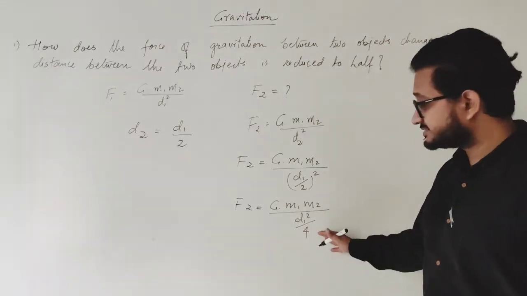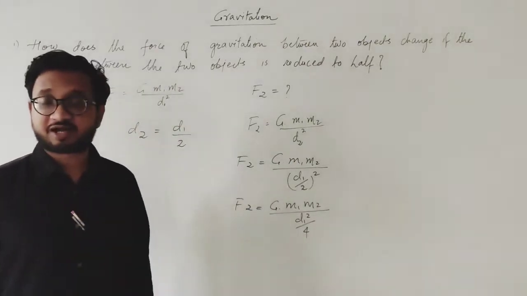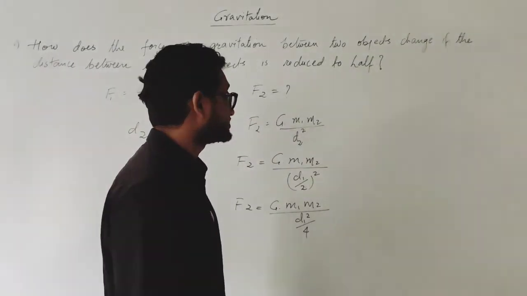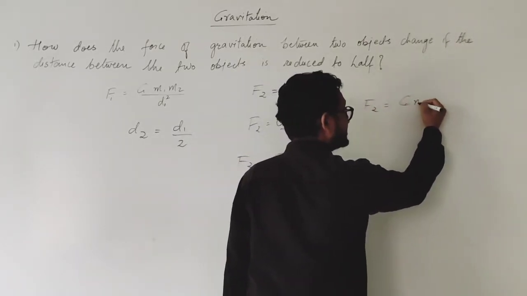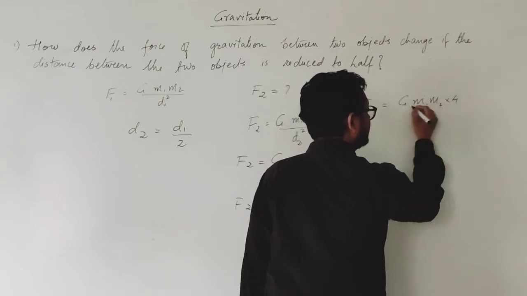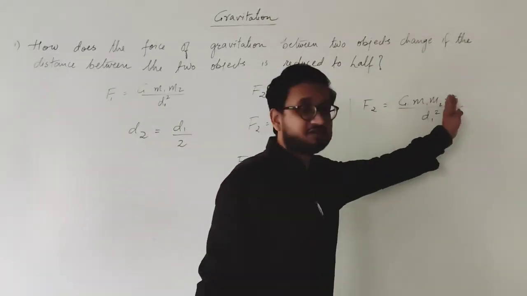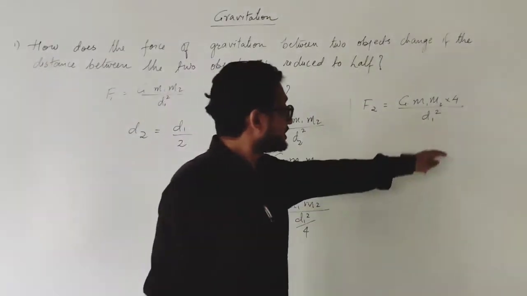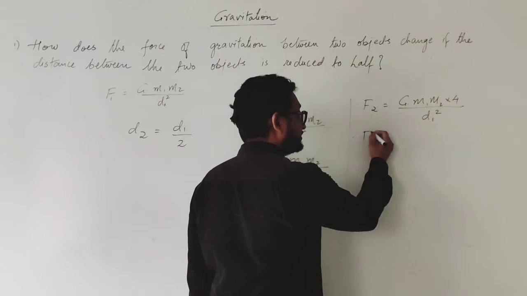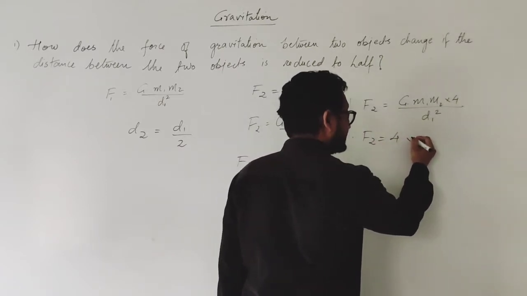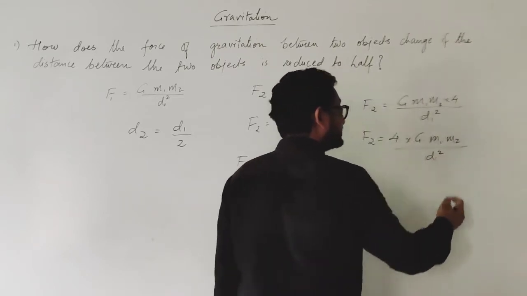Now as you can see that this 4 is in the denominator of the whole denominator, that is why it will be multiplied in the numerator, very basic fractions. Okay? So F2 is equal to G m1 m2 into 4 upon d1 square. Now because everything over here is in multiplication, you can take this 4 over here in the very front. And why we are doing that you will see in a bit, that is 4 into G m1 m2 upon d1 square.